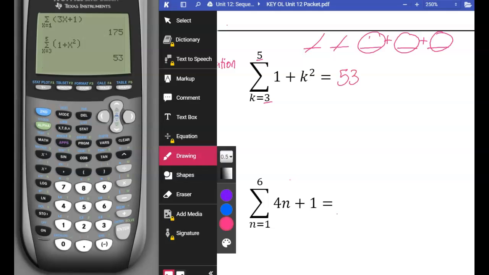When I plug in 3, that's 10. When I plug in 4, that's 17. When I plug in 5, that's 26. You add those together and you do get 53.